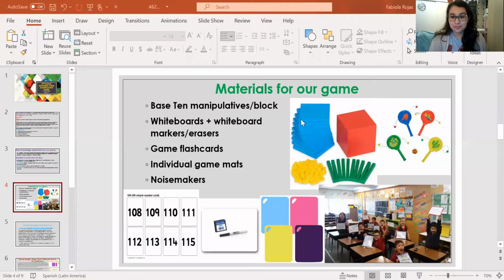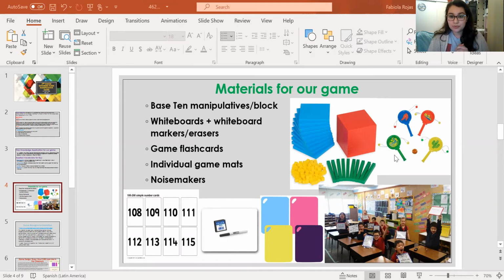are supposed to be the little cubes. Unfortunately, I do not have my own, but we know that these manipulatives traditionally look like this. So this is what I would utilize for the game in the classroom. And additionally to that, I would have the students have their whiteboard materials out and a game mat just to lay out their manipulatives and noisemakers.